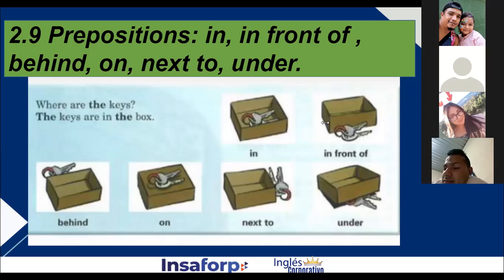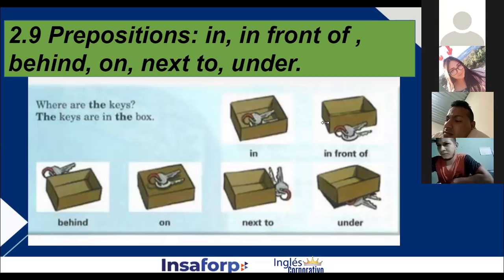Okay. Entonces, es sin el in. Cuando ocupamos una de las preposiciones, ya no ocupan el in. Solo a menos que sea in front of. I live behind military hospital. Military hospital. Thanks. Luis Antonio.